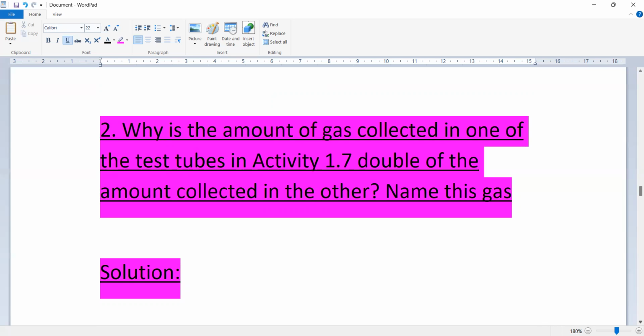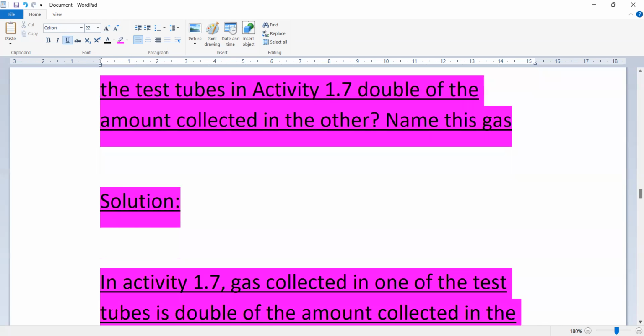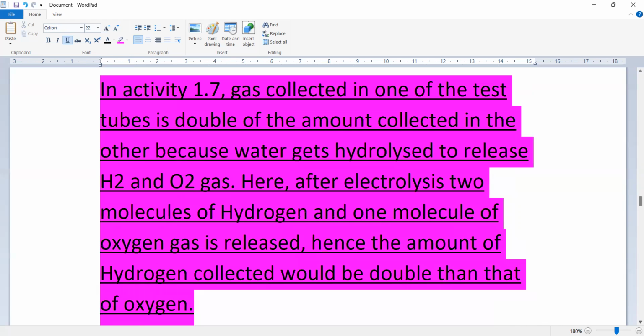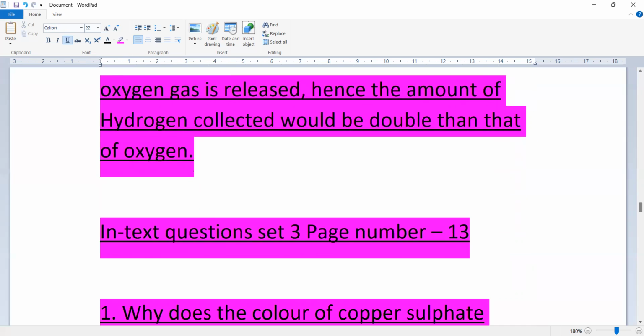Why is the amount of gas collected in one of the test tubes in activity 1.7 double the amount collected in the other? Solution: in activity 1.7, the gas collected in one of the test tubes is double the amount collected in the other because water gets hydrolyzed to release H2 and O2 gas. Here, after electrolysis, 2 molecules of hydrogen and 1 molecule of oxygen gas are released. Hence, the amount of hydrogen collected will be double that of oxygen.